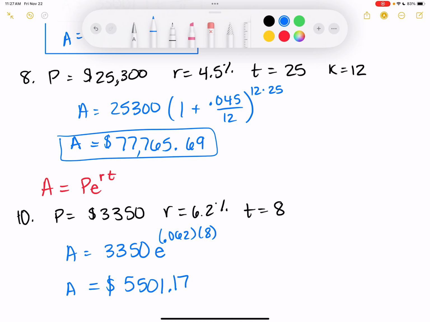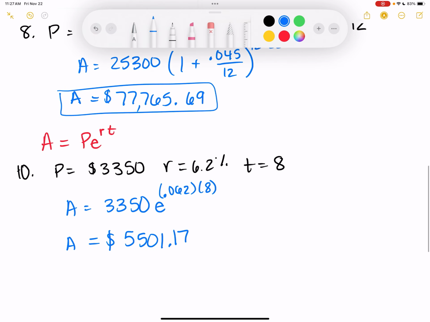You say 17 cents? Okay. I heard "seventeen", and so I wrote the 7, and I was like, wait, I think she said 17. All right. Are we okay on those ones?